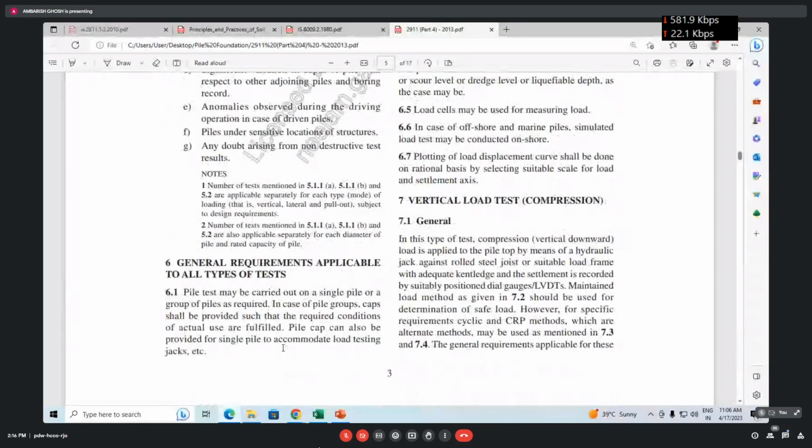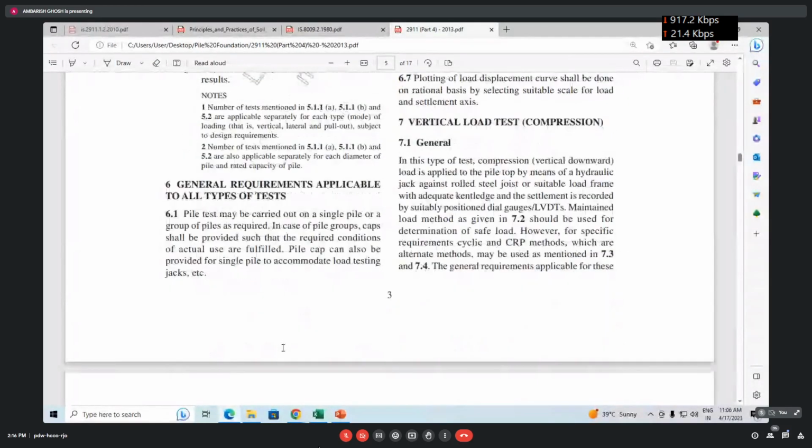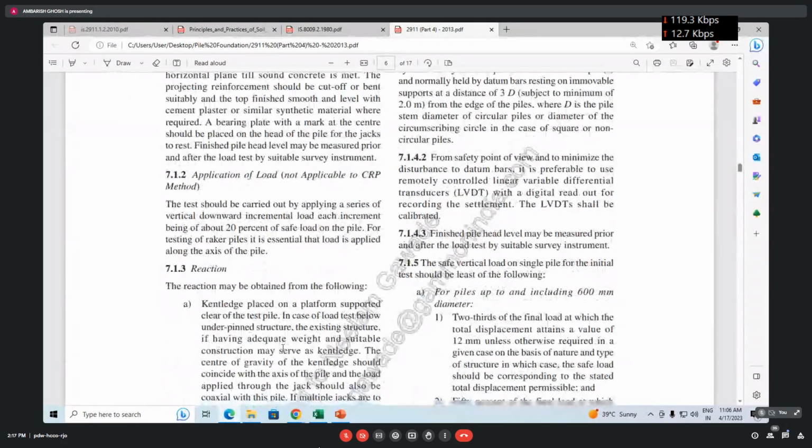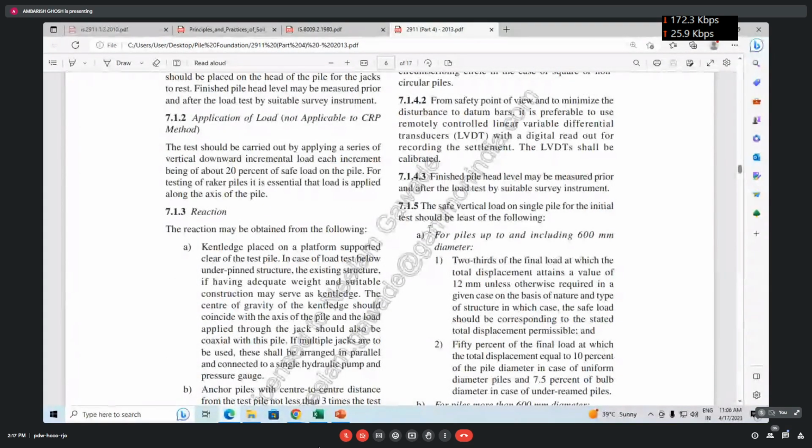Now, how will you get the load from the pile load test? There is a criterion. You can see 7.1.5. The safe vertical load on a single pile for an initial test should be the least of the following. You read 7.1.5. For piles up to and including 600 millimeter diameter, 2/3 of the final load at which the total displacement attains a value of 12 millimeter, unless otherwise required in a given case on the basis of nature and type of structure.